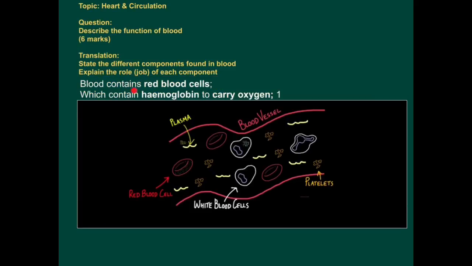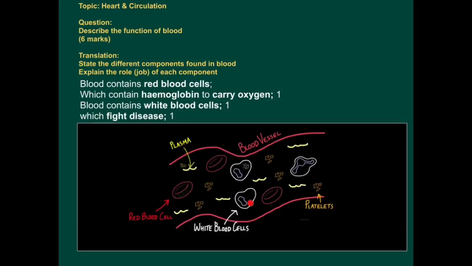So firstly, blood contains red blood cells, over here, which contain hemoglobin to carry oxygen. That basically explains the function of red blood cells. You're not being asked to explain the adaptations of red blood cells. You do not have to go into lots of detail saying red blood cells are biconcave, they don't have a nucleus. You can ignore that for now. We're giving an overview of blood itself.